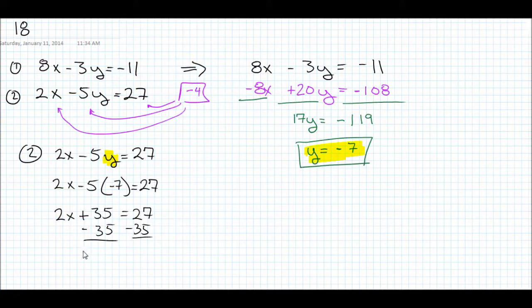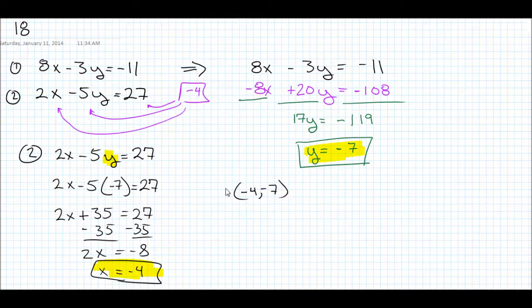So we're going to get 2x is equal to negative 8. Divide each side by 2. x is equal to negative 4. So our solution set is x equal to negative 4, y is negative 7, so we can rewrite it. Negative 4 is your x value, negative 7 is your y value. So the solution says negative 4, negative 7. And again, you can double check that and show that it works perfectly well.